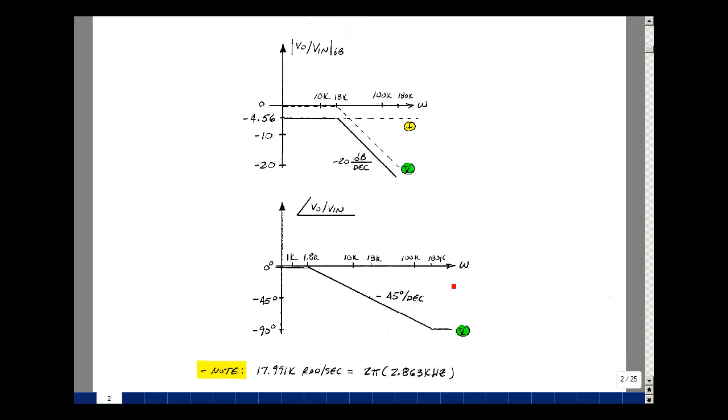So I don't normally work in radians per second. So pulling out a 2 pi from the 17.991K, we wind up with a frequency of 2.863 kilohertz. Let's compare this now with a simulation.